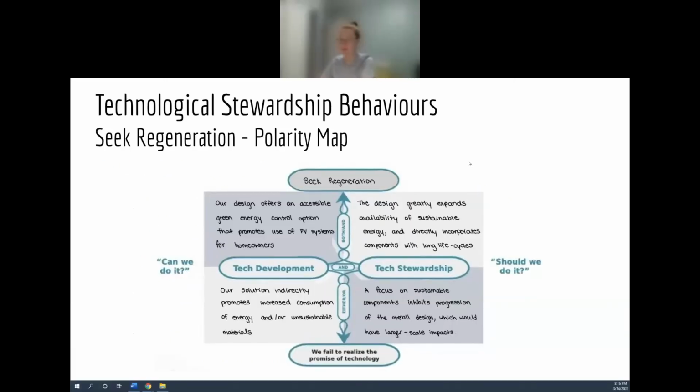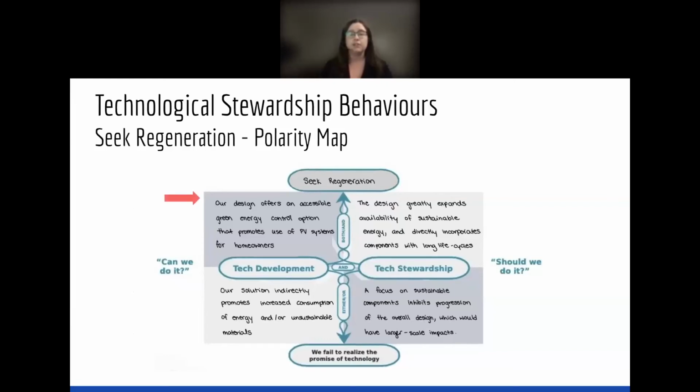The following polarity map shows the tension encountered between technological development and stewardship while seeking regeneration. Seeking regeneration through a tech development lens will allow our design to be an accessible green energy control option that promotes use of PV systems for homeowners. A focus on tech development may cause us to indirectly promote the consumption of energy and/or unstable materials, such as those found in the solar panels themselves.